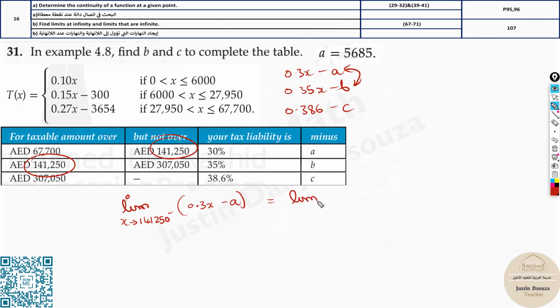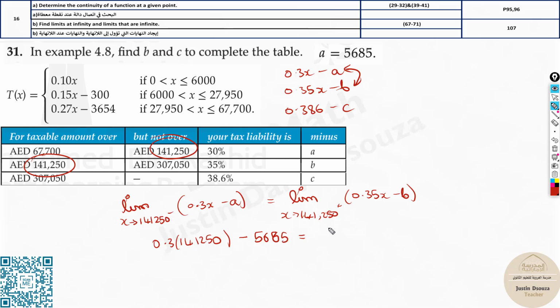This must be equal to the limit at the right side, that is again 141,250, and this is from the right side because x will be greater than this value, and it is 0.35x minus b. Now all you do is substitute the value of a over here. It is 5685. Now what happens here is it will be 0.3 multiplied by this x value, 141,250. That's the first part, minus a value. As we know, it's a constant value. Limit doesn't affect the constant values. It will be just 5685.